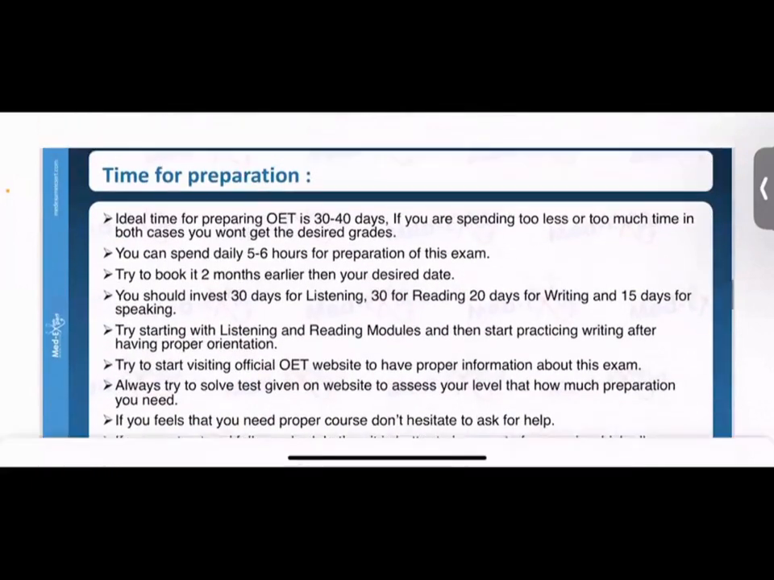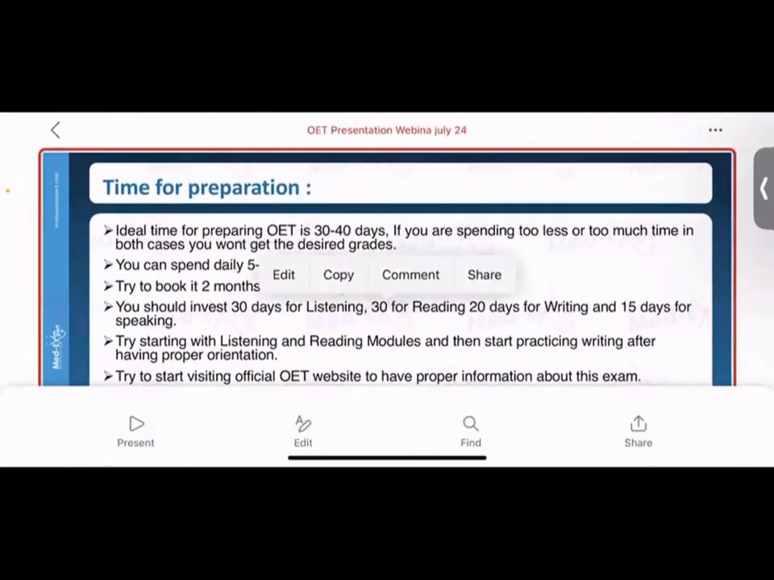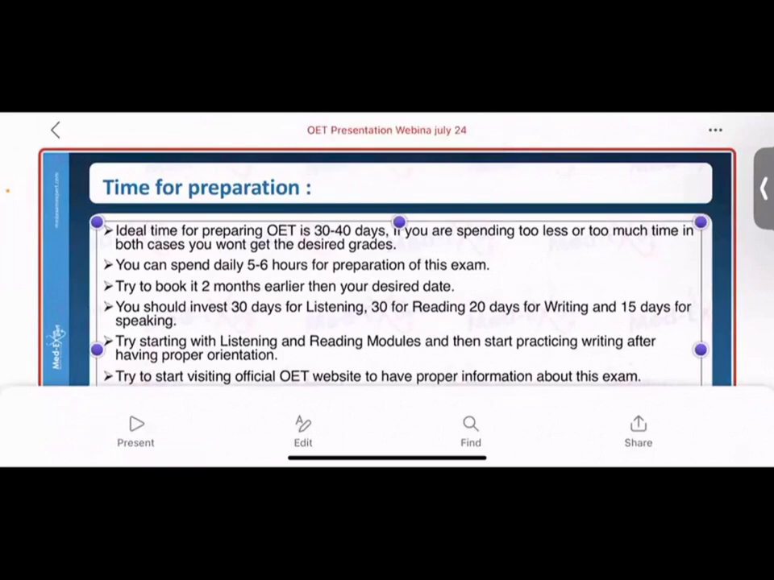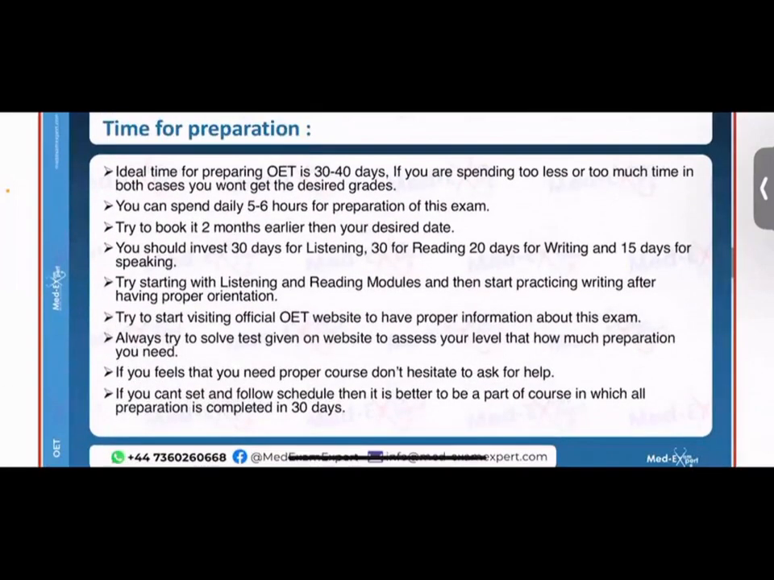Now this is the important thing which we will be discussing today. We have to discuss the time for preparation of this exam.